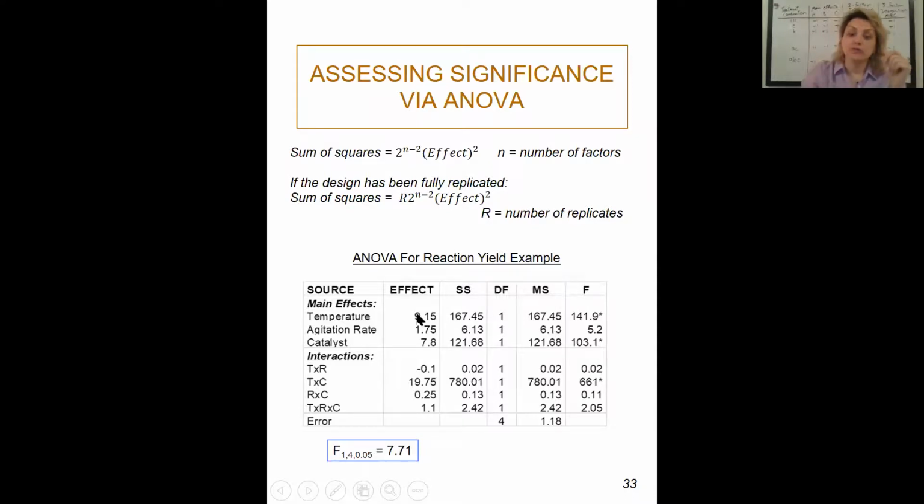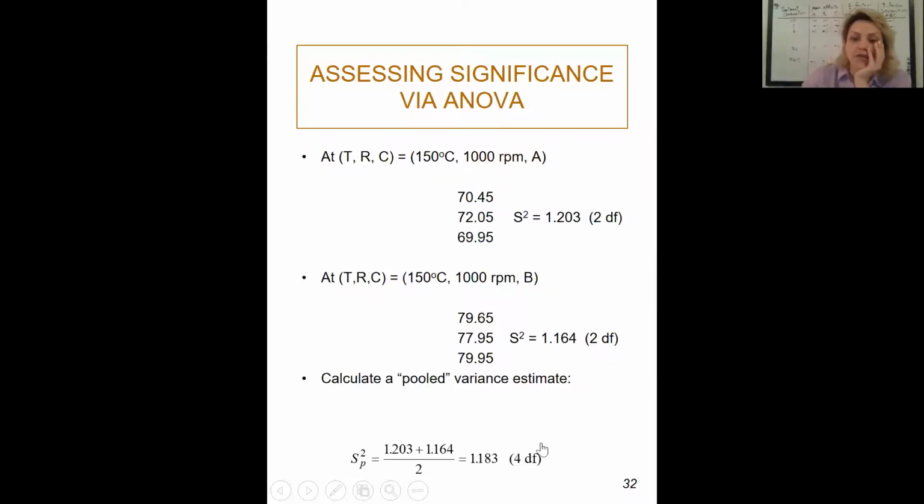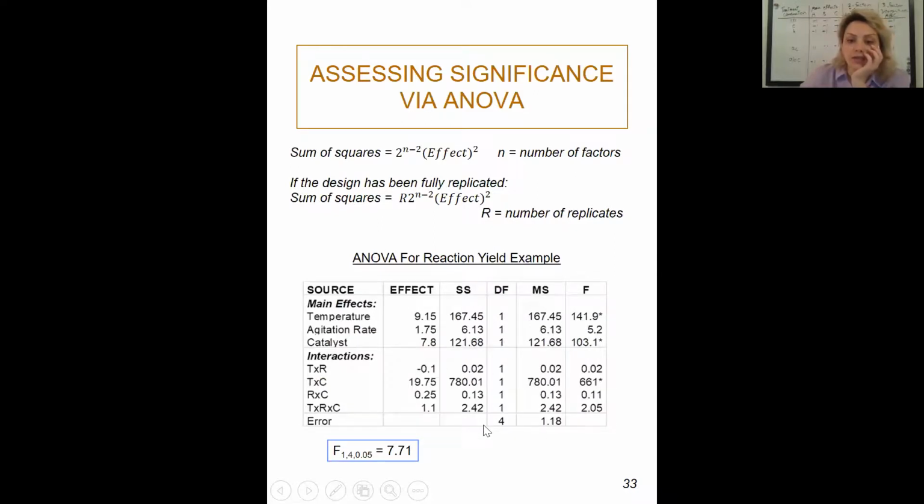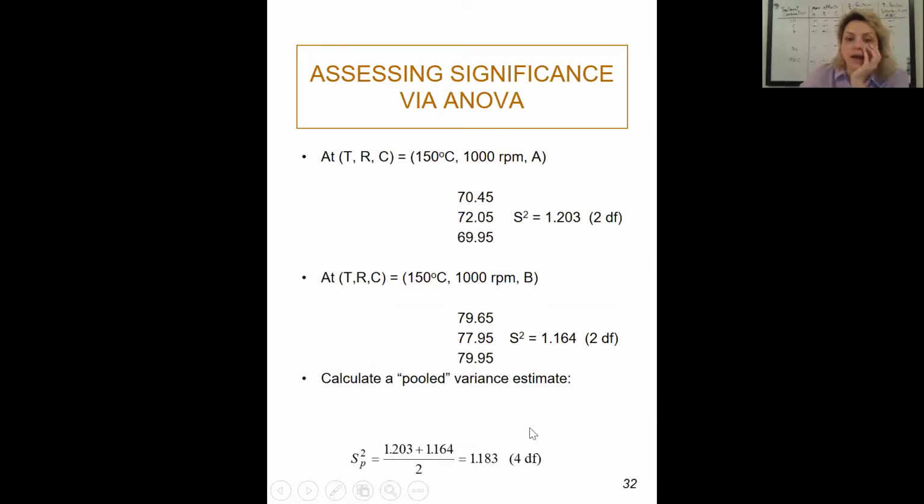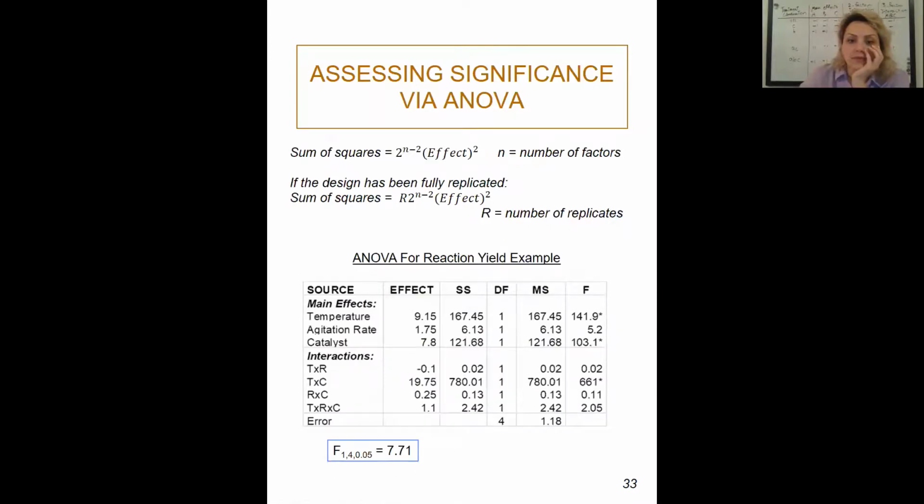For mean square, you would say the sum of squares divided by the degree of freedom gives you the mean square. We will do that for the main effects, for the interactions, like 2-factor and 3-factor interactions, and then we would have the error. For error, we said that we will find it from the mean square on the previous page. We found the error as 1.18, and the degree of freedom we found here as 4. So here we have the degree of freedom and the mean square of the error. We can find F observed.